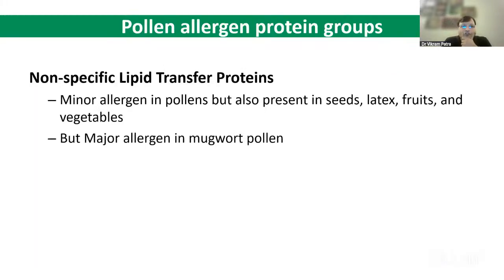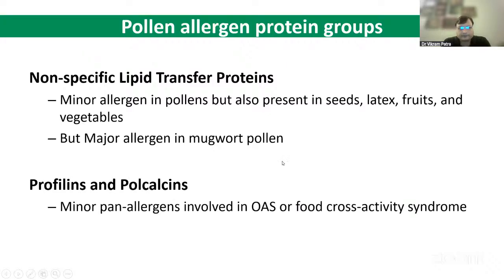Then we have non-specific lipid transfer proteins. These are minor allergens in pollens, but also present in seeds, latex, fruits, and vegetables. But remember, as we mentioned, minor allergen in pollens, but when it comes to mugwort pollen, that is Artemisia, the LTP is the major allergen. Then we have profilins and polcalcins. These are minor pan-allergens. They are involved in oral allergy syndrome or food cross-reactivity syndrome.